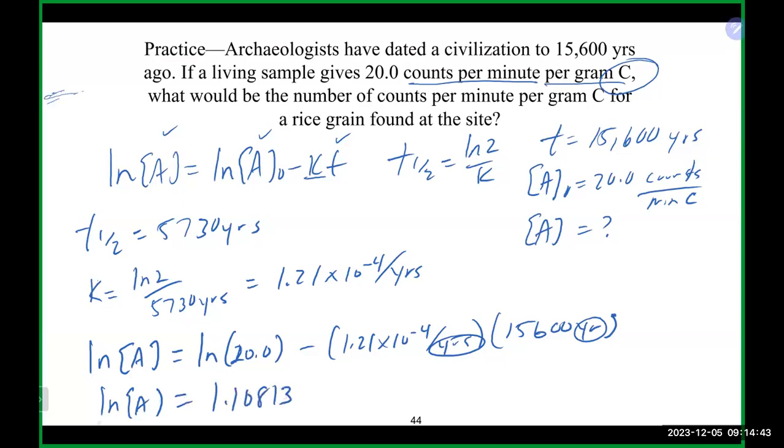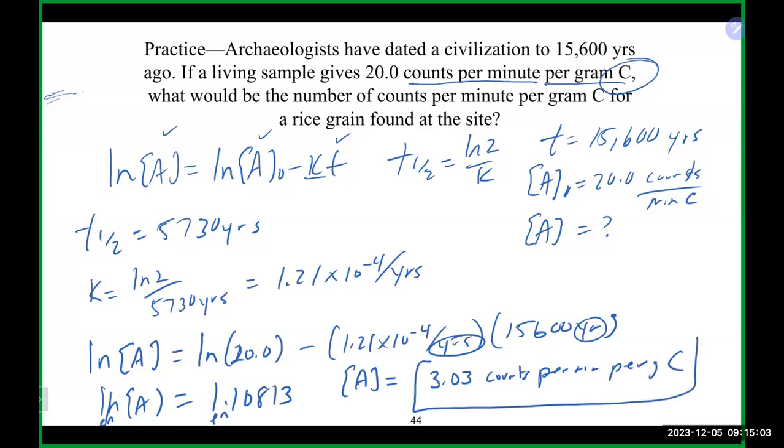1.10813. Once again, going to take the e of both sides. And that will give us our counts per minute of about 3.03, again, counts per minute per gram of carbon, basically. And it does make sense since our living sample was 20, so this is obviously something that's been there for a while. So that should not be giving off as much radioactivity. So 3.03. Any questions on that?